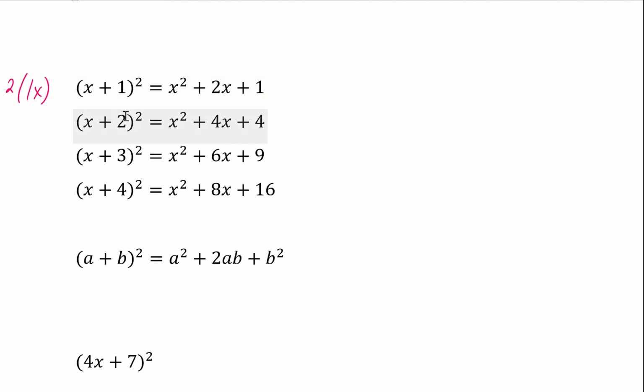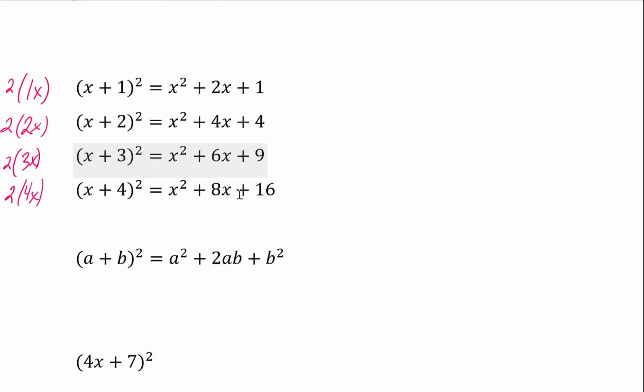The middle term, we take the first term and second term and multiply them, so 2x, and then multiply that by 2, and you get 4x. Here, 1x times 2 is 2x. 2x times 2 is 4x. Here, we take the first term and multiply it by the second term, so that's 3 and x, and multiply it by 2, and you get 6x. And I think you're starting to see the pattern. Here we take x times 4, so 4x, and we multiply it by 2, and you end up getting 8x.